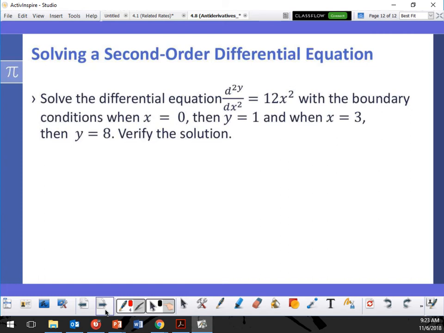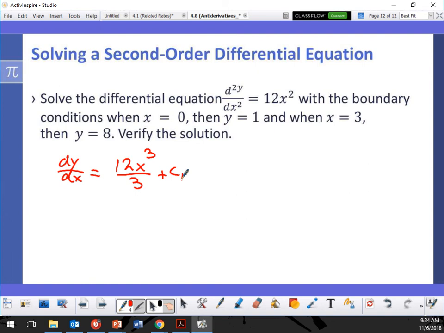All right, so if I'm starting with the second derivative, my first derivative, dy/dx, should be 12x cubed over 3 plus c, and I'm going to call that one c1 because I feel like it. Why not?